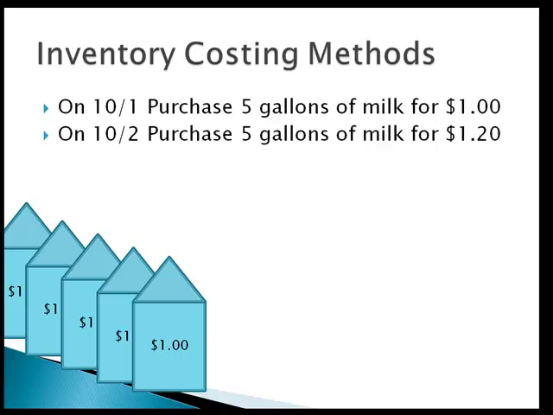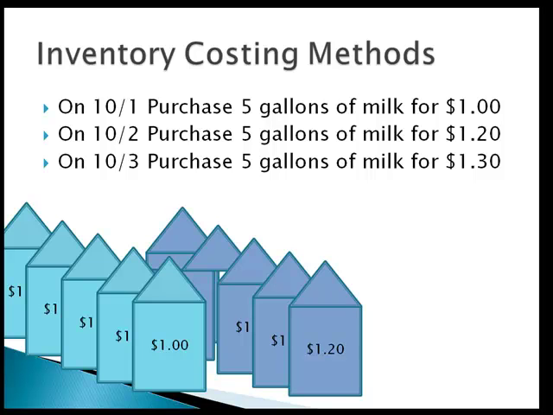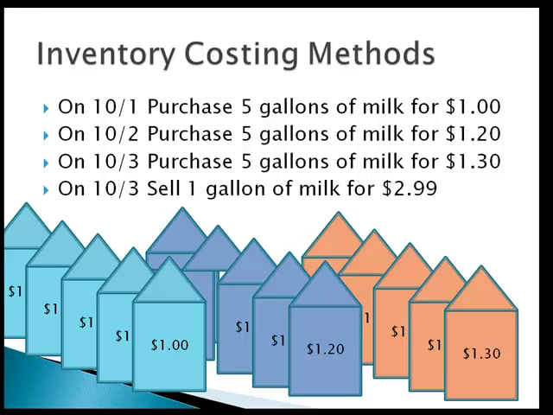Okay, on October 2nd, we purchased 5 more gallons, but look, there's a price increase. Our vendor is now charging us $1.20. So let's add in those gallons of milk, and then on October 3rd, we purchased 5 more gallons of milk for $1.30. I don't know why we're buying all these gallons of milk when we're not making any sales, but hey, we've got 3 different sets of inventory on hand.